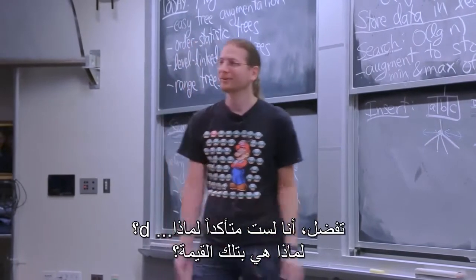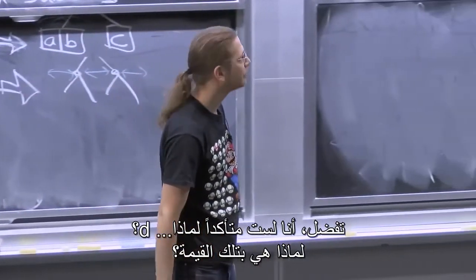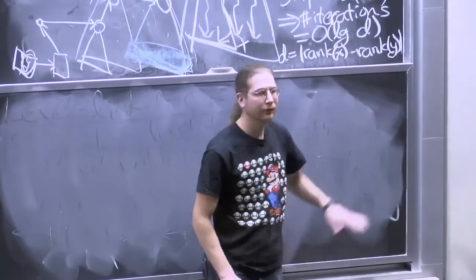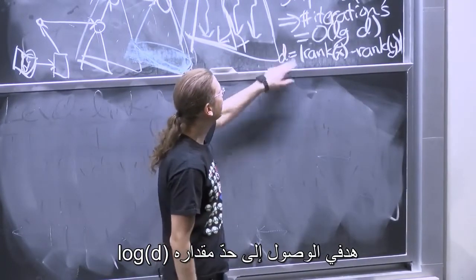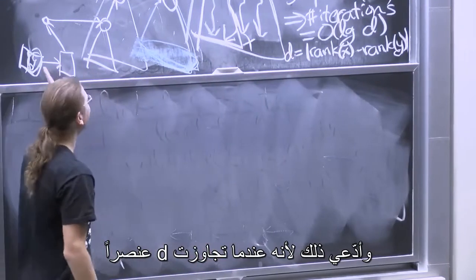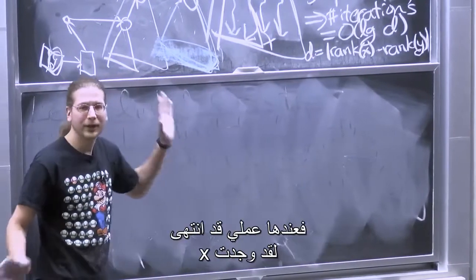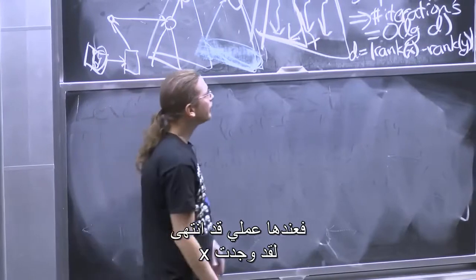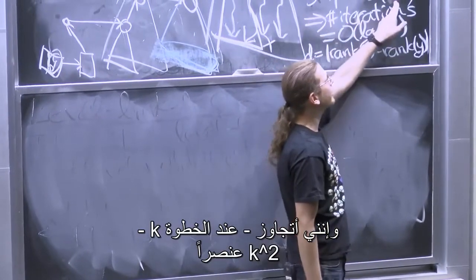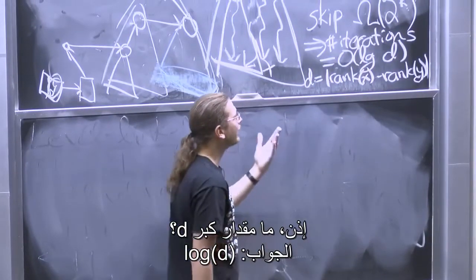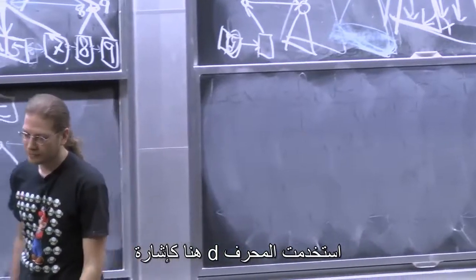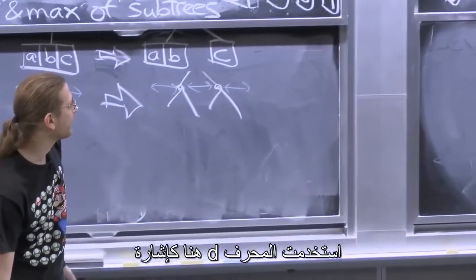Yeah? So I'm not sure what explanation you give of d, why d is that? I'm defining d to be the rank of x minus rank of y. So then my goal is to achieve a log d bound. And I'm claiming that once I've skipped over d items, then I'm done. Then I found x. And at step k, I'm skipping over 2 to the k items. So how big is k going to be? Log d. That's all. I just used d for notation here.